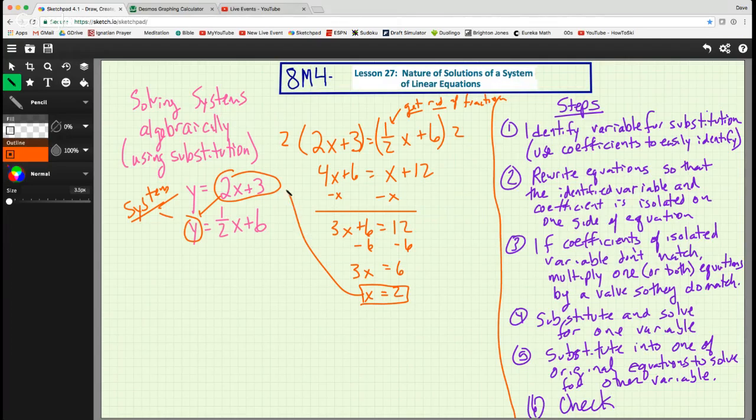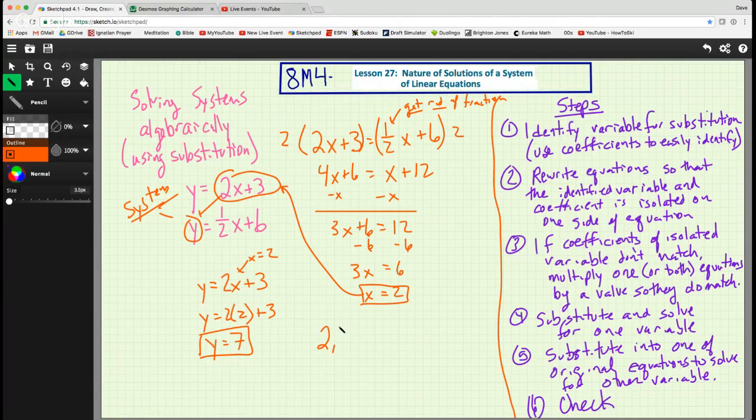So let's do it in this one, because this equation doesn't have a fraction. So let's write it. Y equals 2x plus 3. And we know now that x is 2. So we say y equals 2 times 2 plus 3. So y equals 7. So our answer is 2, 7.